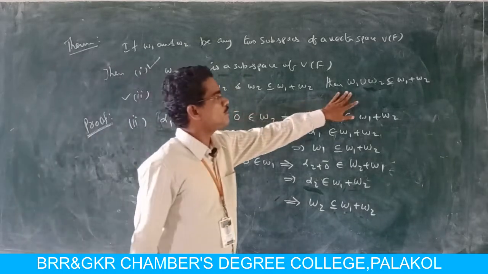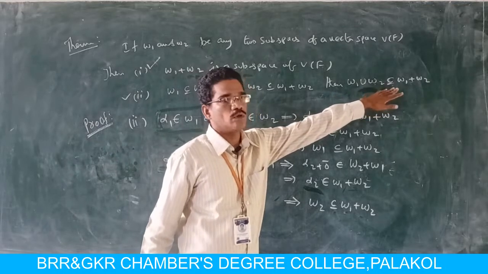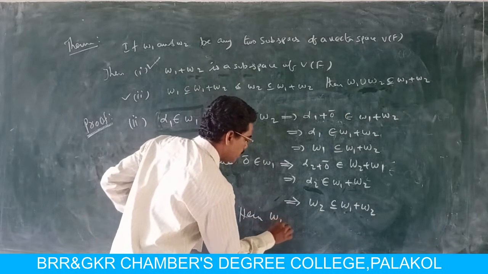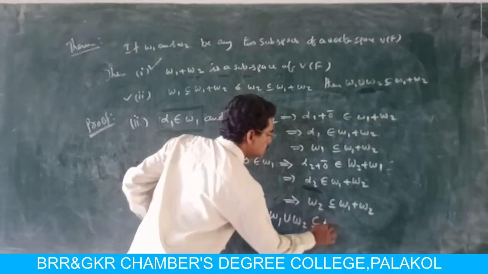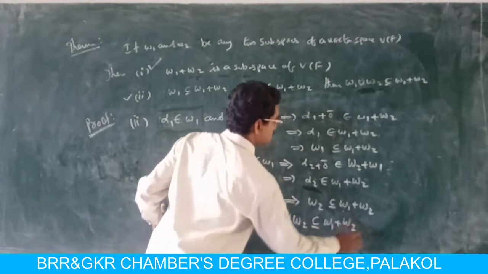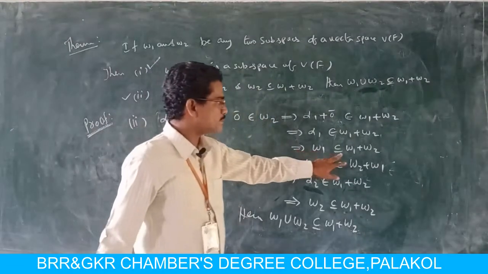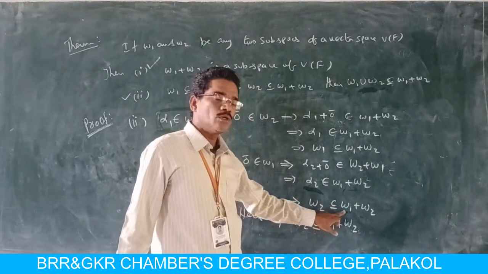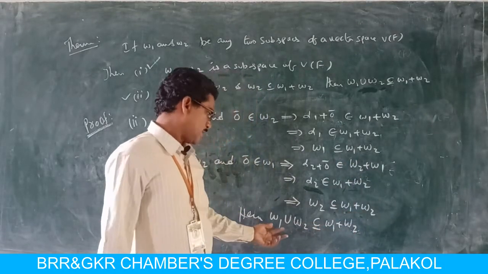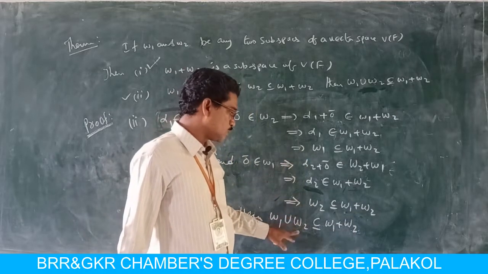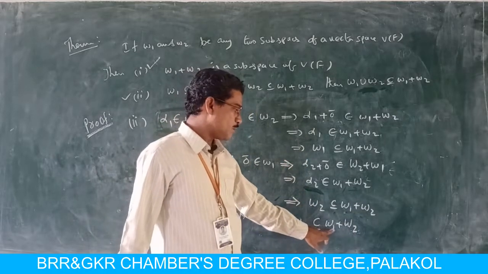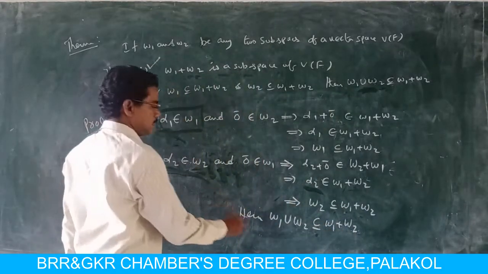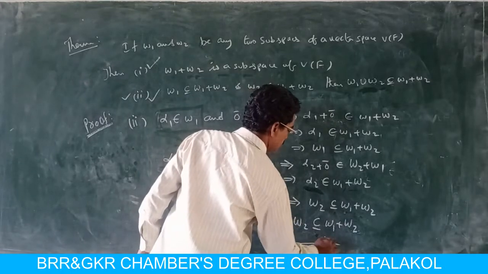Then W1 union W2 is a subset of W1 plus W2. Here W1 is a subset of W1 plus W2 and W2 is a subset of W1 plus W2. Then finally W1 union W2 is a subset of W1 plus W2. Hence the second condition is proved. Hence totally the theorem is proved.